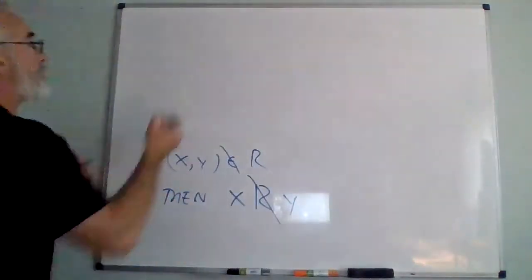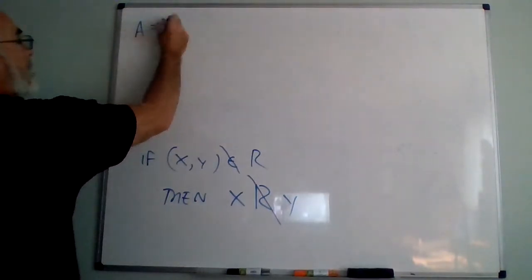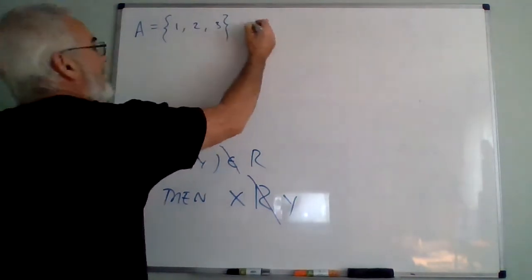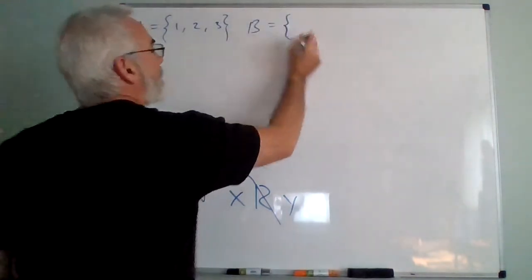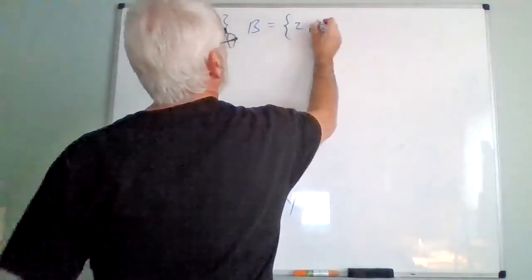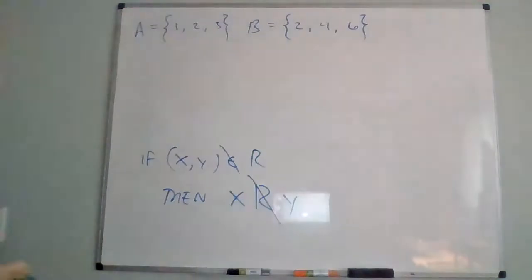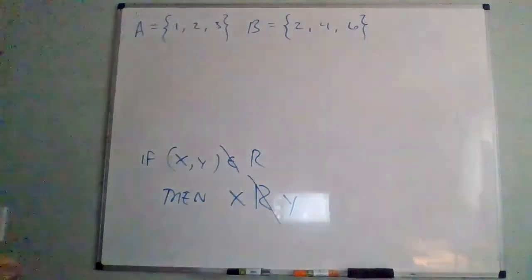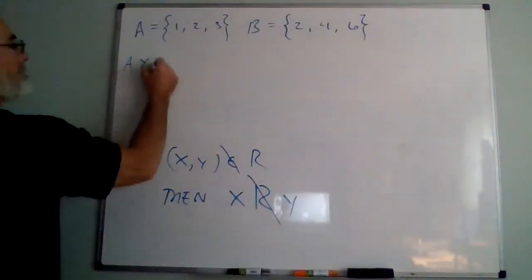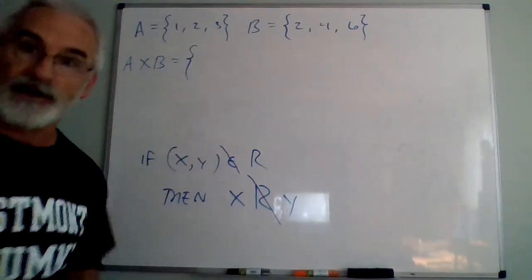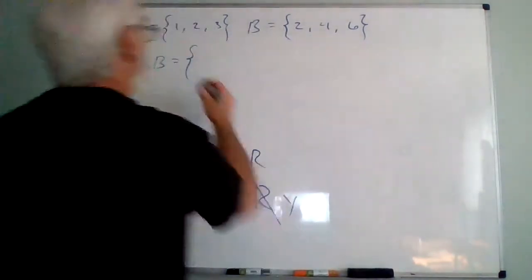So let's suppose that A is the set 1, 2, 3, and B is the set 2, 4, 6. Keep it real simple, okay? Then A cross B, we'll start with that, is the set of ordered pairs, and it should have exactly 9 ordered pairs because I'm crossing 3 things with 3 things.